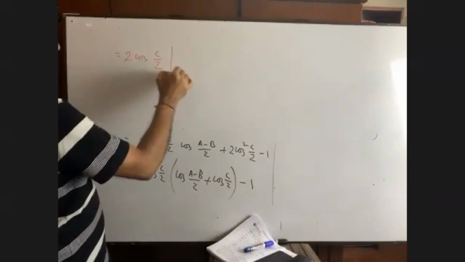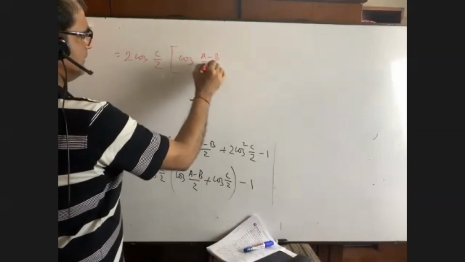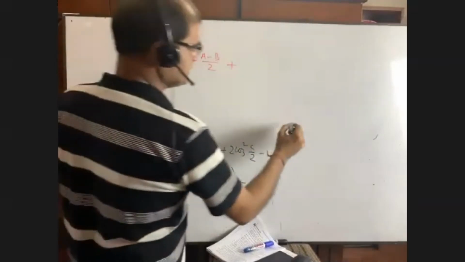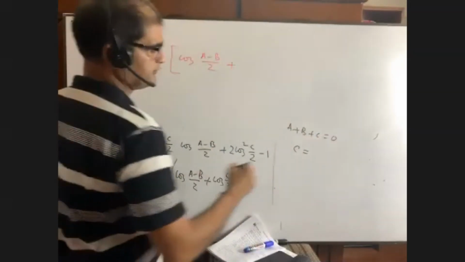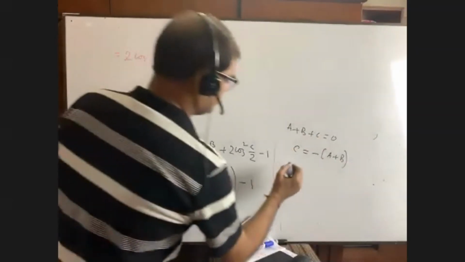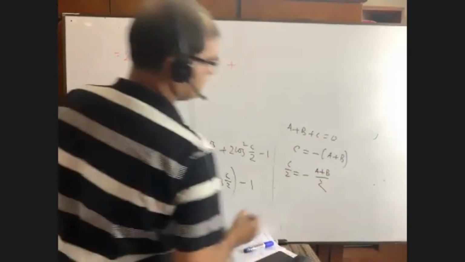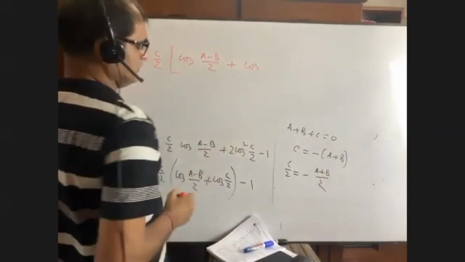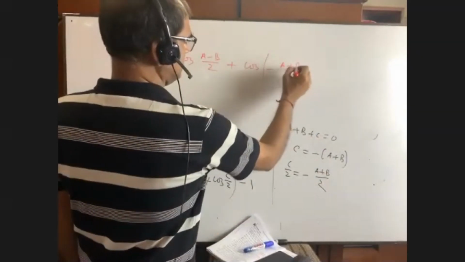Third bracket. Cosine A minus B by 2, that's done. This is plus. Now, A plus B plus C is equal to 0, so C equals what? Minus A plus B. Then C by 2 equals minus A plus B by 2. Right? So we can write here cosine, first bracket, minus A plus B by 2.